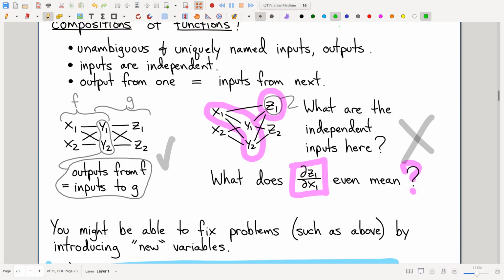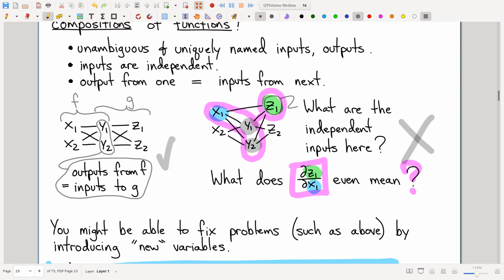Maybe partial of z1 with respect to x1 means that I hold these two variables constant and then take the derivative of green with respect to blue. That's what we've done in the past with partial derivatives. I claim that's a bunch of nonsense.